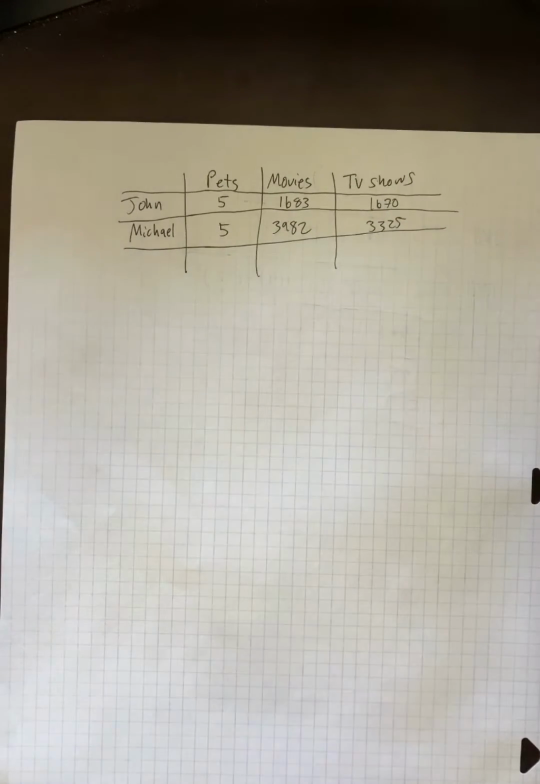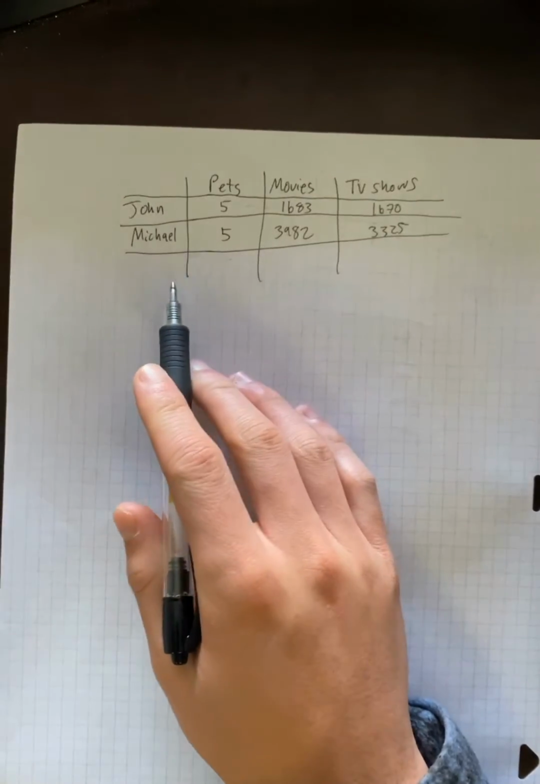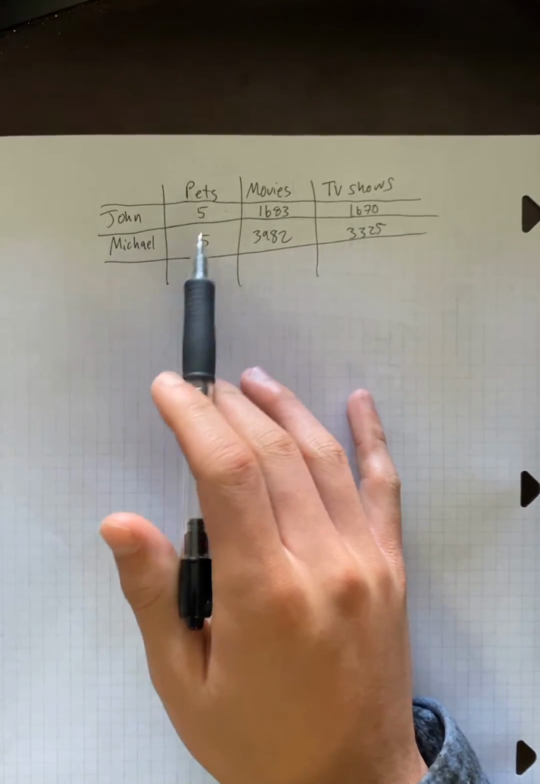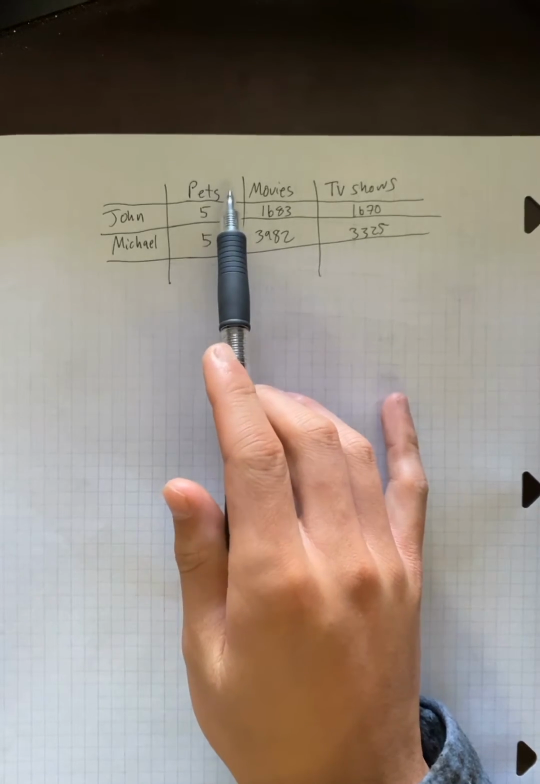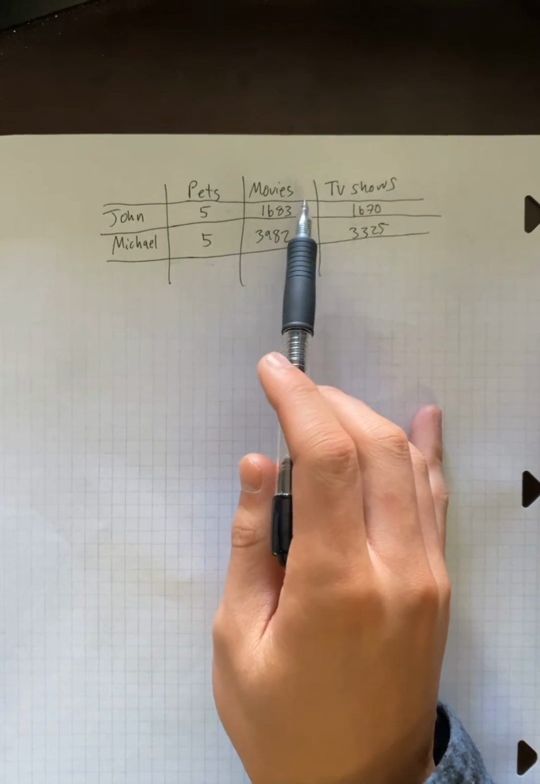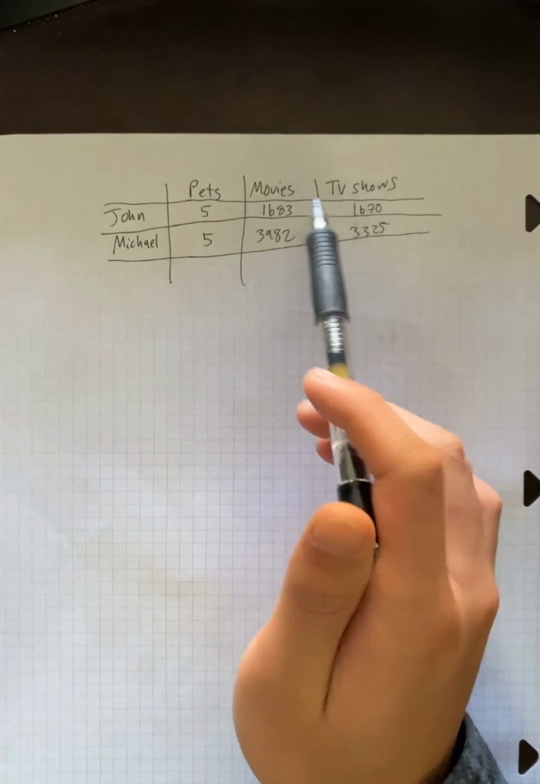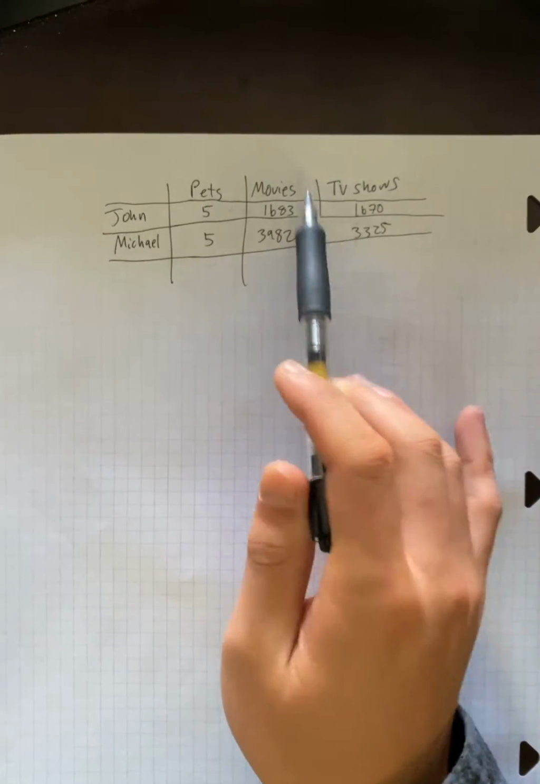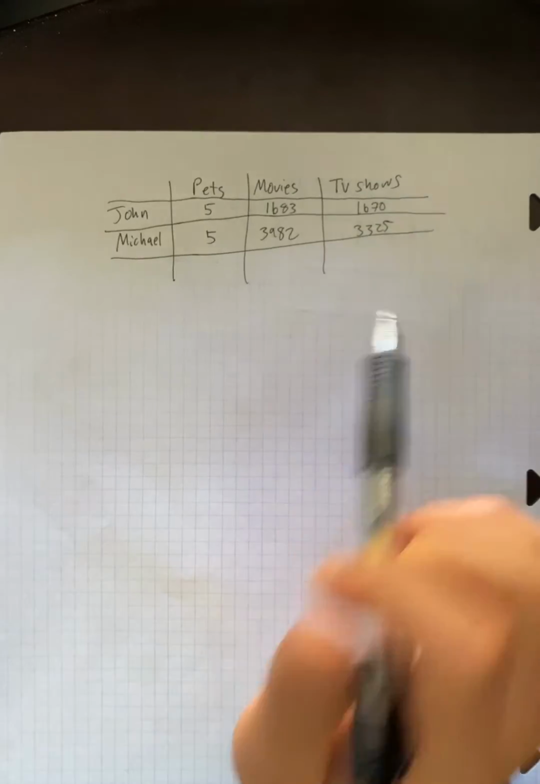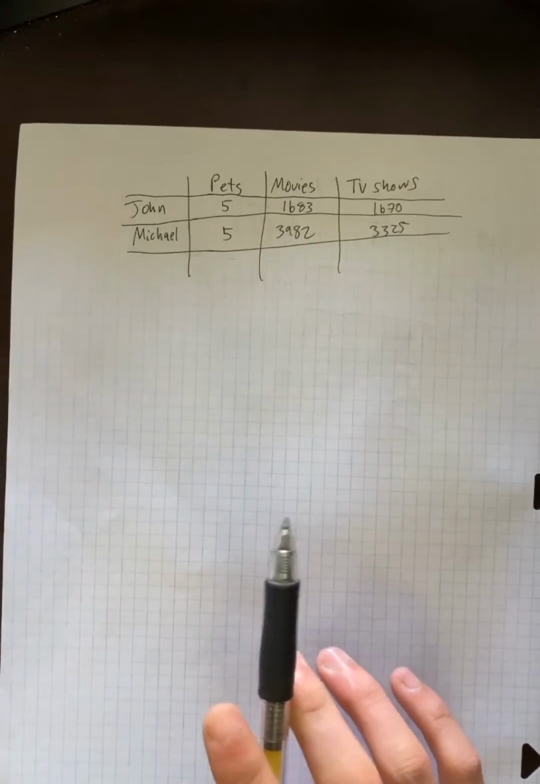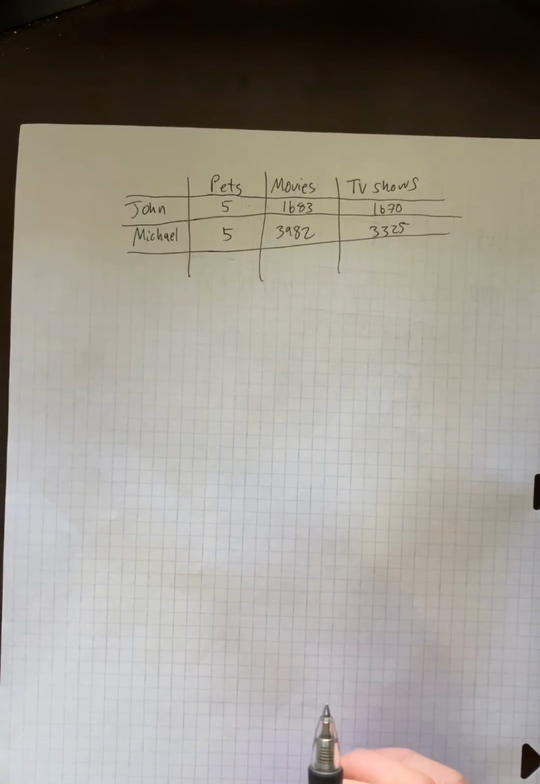Hi, okay, so let's look at an example of cosine similarity. Say we're given the following data. We have John and Michael, and let's say this is the number of pets they have, and maybe they're avid movie and TV show collectors or watchers, and this is how many movies they have in their collection and TV shows. So looking at this data set, if we wanted to find the similarity between this data, we could use cosine similarity.